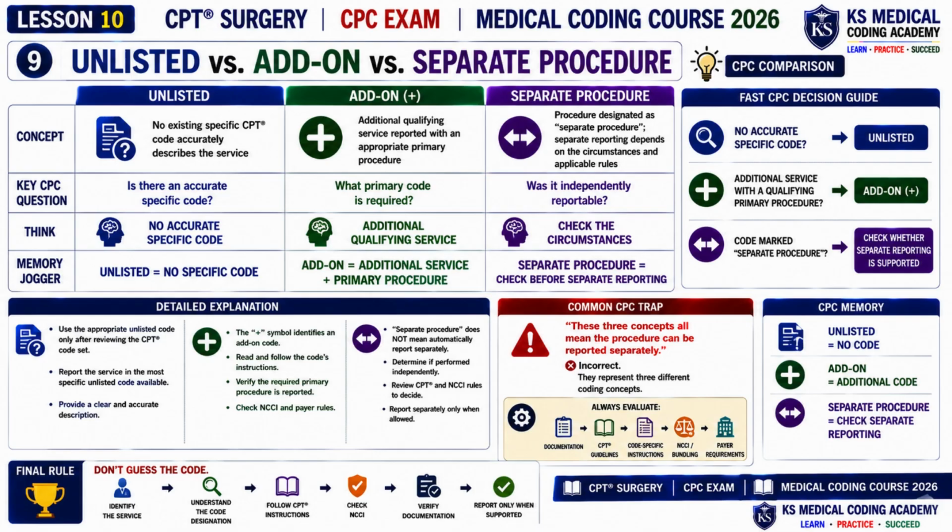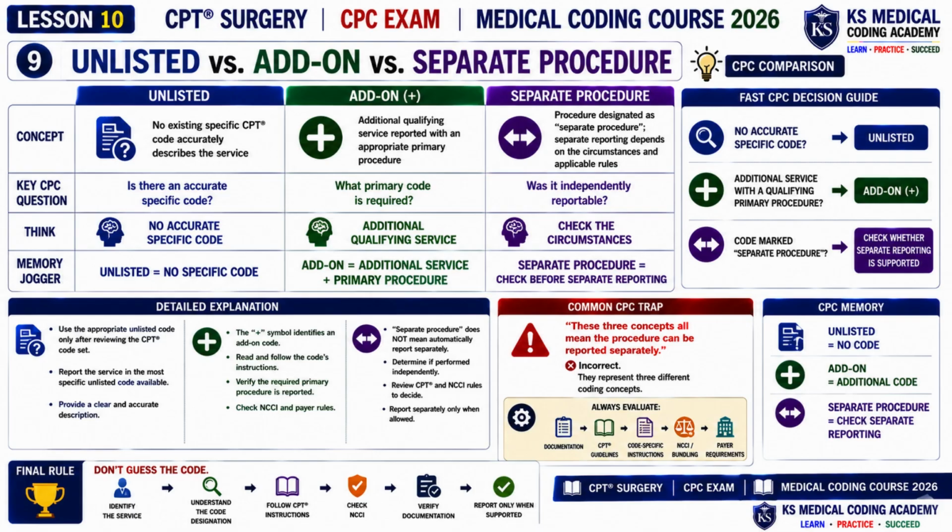Finally, separate procedure. Think. Separate procedure equals check the circumstances. A separate procedure designation does not mean the service should automatically be reported separately. You must determine whether separate reporting is supported by the circumstances and applicable coding rules. Here's a quick decision guide. If no accurate specific code exists, think unlisted. If there is an additional qualifying service with an appropriate primary procedure, think add-on. If the code is marked separate procedure, check whether the service was independently reportable.